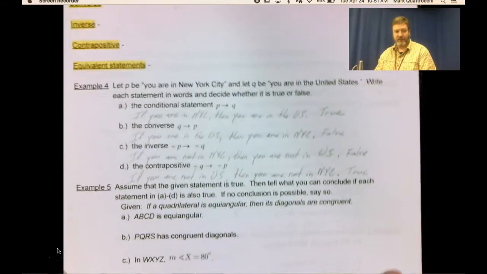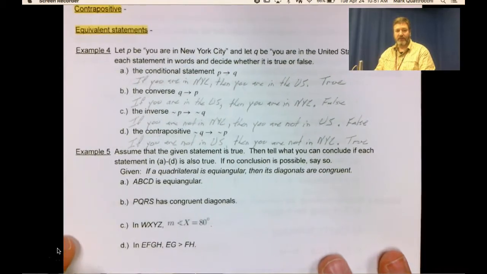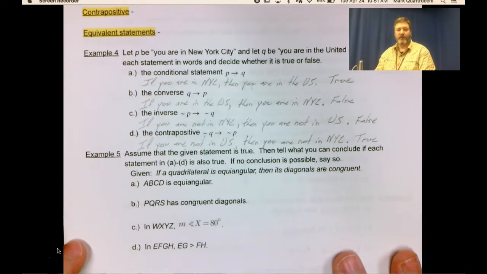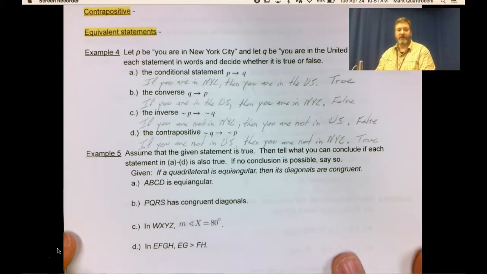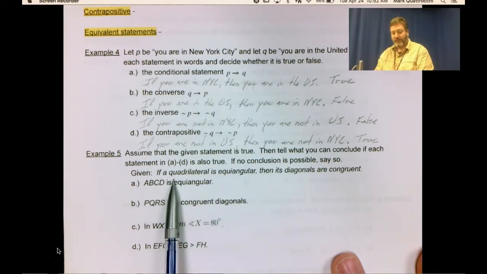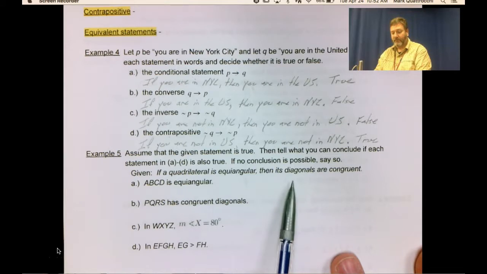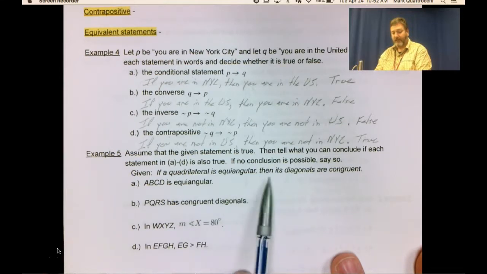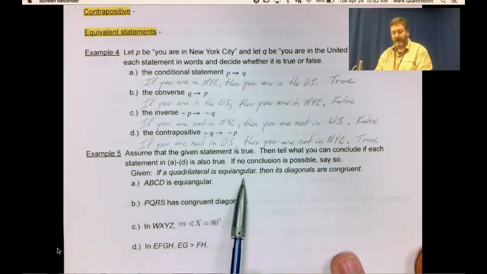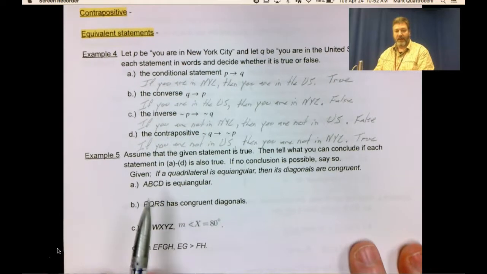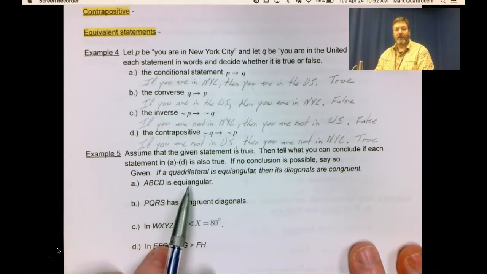Okay, example 5. Assume that the given statement is true. Then tell what you can conclude if each statement in A through D is also true. If no conclusion is possible, say so. All right. We're given that if a quadrilateral is equiangular, then its diagonals are congruent. So if a quadrilateral is equiangular, then its diagonals are congruent. We're told that ABCD is equiangular.